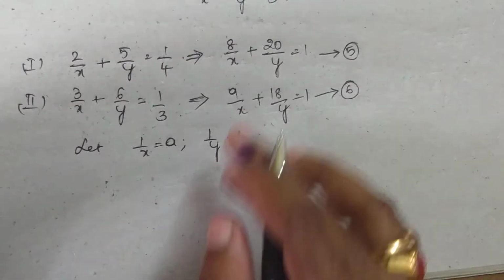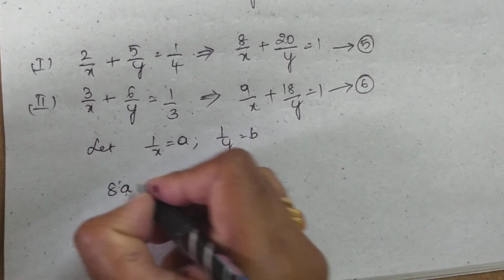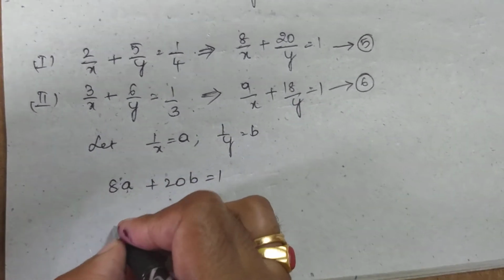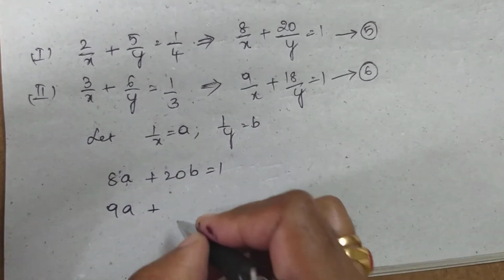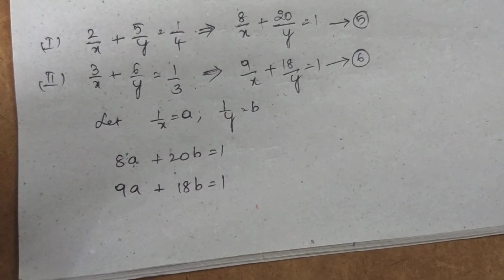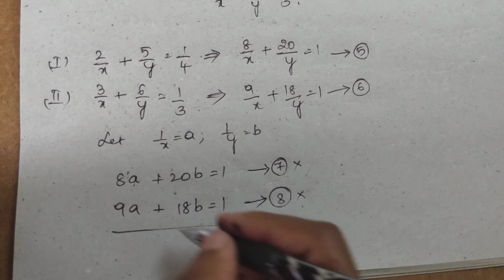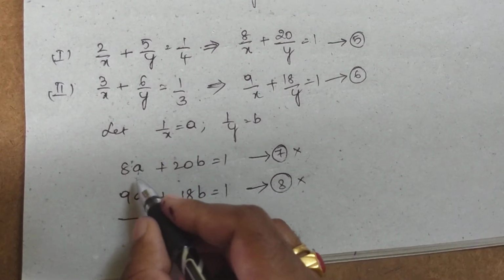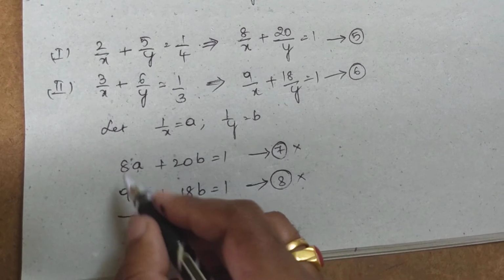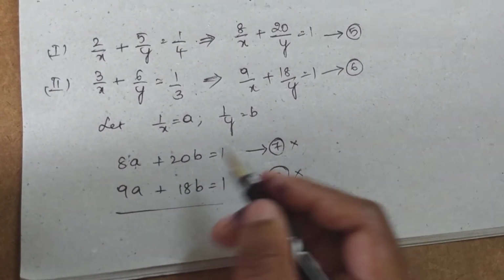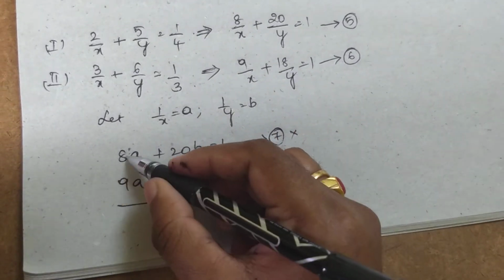What do we get? 8a plus 20b equals 1. Again the second one, 9a plus 18b equals 1. Let us solve these two equations. When you see here, the coefficients are not the same. So I am comparing the coefficients of a. Here it is 8 and here it is 9. Both do not have any common factors except 1. So let us find the LCM for 8 and 9.